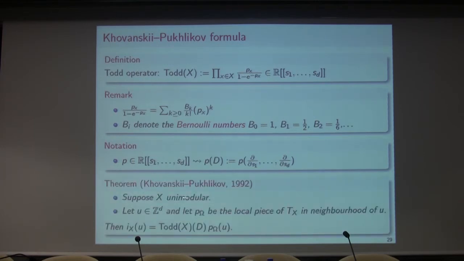And then there is this result of Khovanskii and Pukhlikov, who showed that if the list of vectors is unimodular, and we take some vector u in the lattice, and we take a local piece of the corresponding multivariate spline, then we can apply this differential operator to this local piece and get the value of the vector partition function at this point. And well, recall that T_X is only piecewise polynomial, so it's not smooth everywhere. So this is why we have to use a local piece. It's just a polynomial. So one can actually apply this infinite order differential operator to this polynomial.